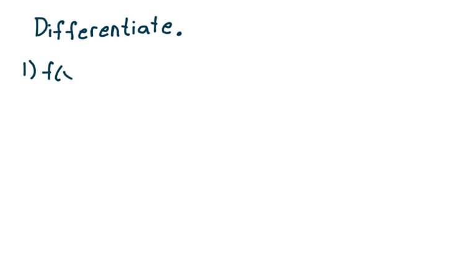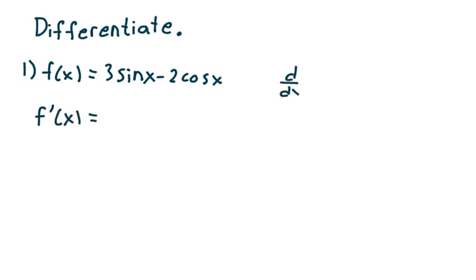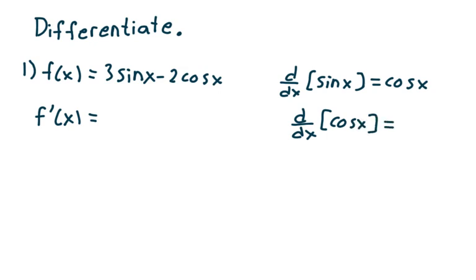Suppose I'm given f of x is equal to 3 sine of x minus 2 cosine of x, and I want to find f prime of x. Well, I know that the derivative of sine of x is equal to cosine x. The derivative of cosine x is equal to negative sine of x.